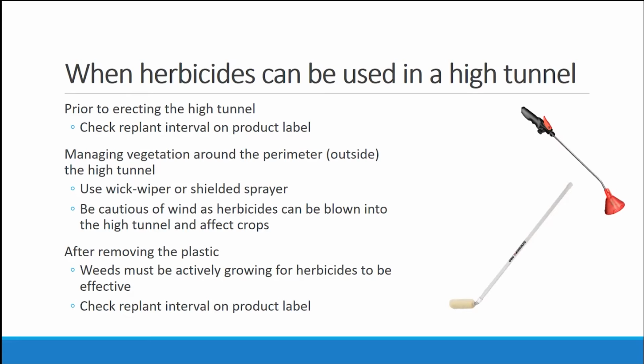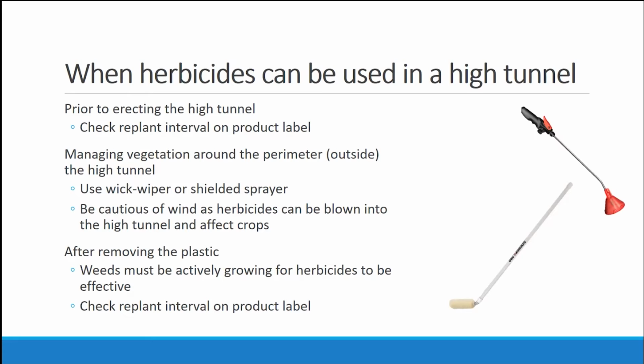You could apply herbicides to manage the vegetation around the perimeter, the outside of the high tunnel. However, you want to either use a wick wiper or a shielded sprayer. Be cautious of the direction of the wind, or if wind is blowing at all, as herbicides can be blown into the high tunnel and then affect your crop, right? You've had an unintentional application of herbicide to your crop, and I've seen this happen many times.